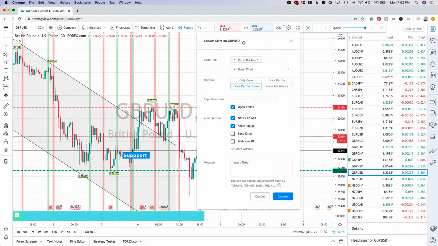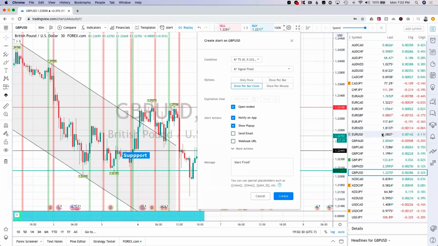Because if you have it only once, it's only going to give you one alert. Oh, I had mine on once per bar because that's what it said in the training. Oh yeah. Well, if you want to get a head start on the trade, then you could do once per bar, and every time it gets a signal, it'll give you an alert. But the reason why I put once per bar close is because I have so many alerts.